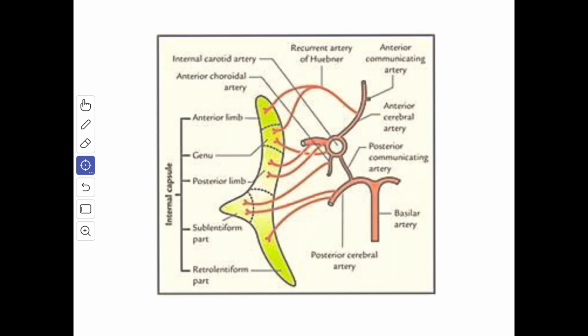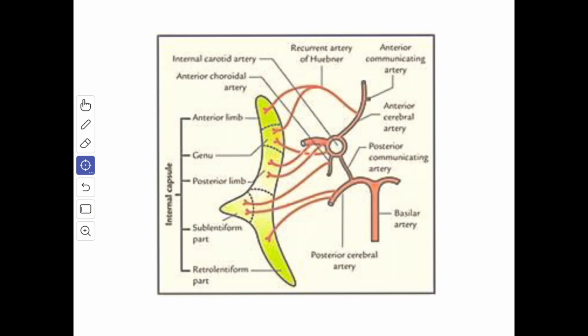Next we have the striate branches from the anterior cerebral artery. One of the striate branches from the anterior cerebral artery is larger and it takes a recurrent course and is termed the recurrent artery of Heubner. It arises just proximal to the anterior communicating artery, runs superior to the optic chiasma and penetrates the anterior perforated substance to supply the genu and the anterior limb of the internal capsule.